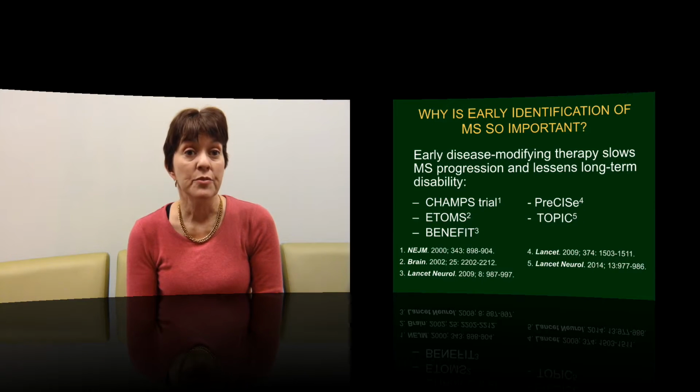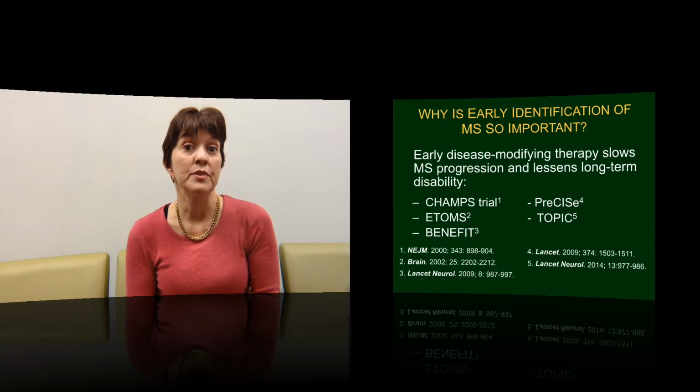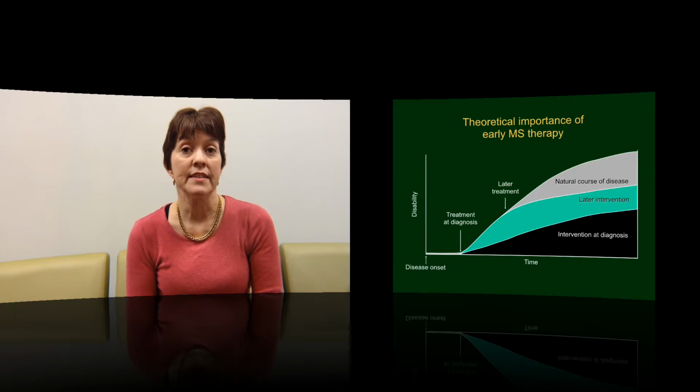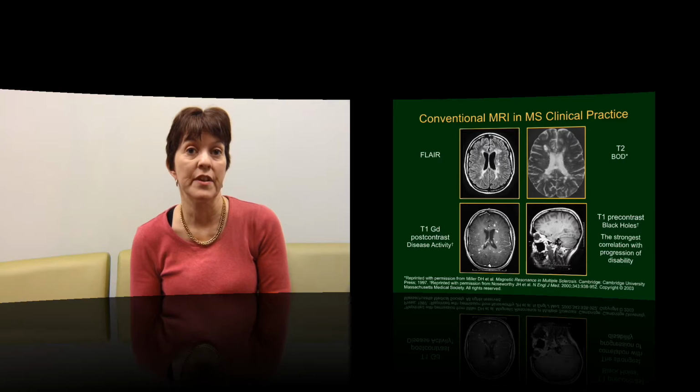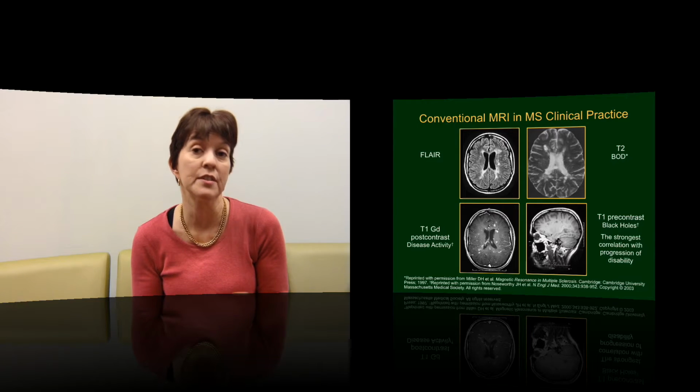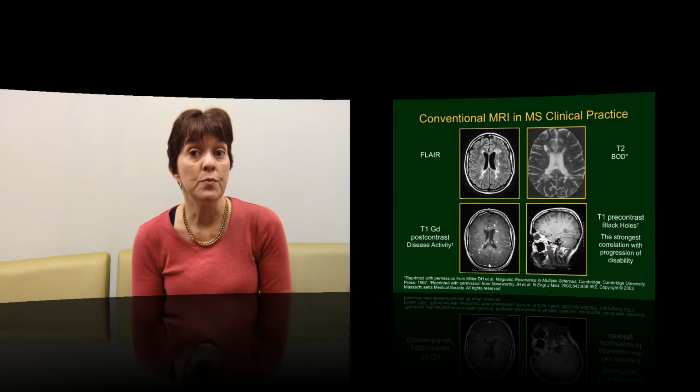It's important to diagnose MS early so that treatment can be started to slow disease progression and lessen long-term disability. If treatment is started at the time of diagnosis, the overall disease course is more favorable than if treatment is started later. MRI studies are very helpful in the diagnosis of MS, and some of the sequences we particularly look at are the T2 FLAIR sequences to look for white matter lesions in particular, as well as T1 sequences looking for so-called black holes, which indicate axonal loss.